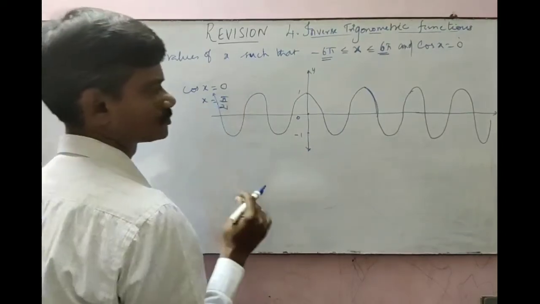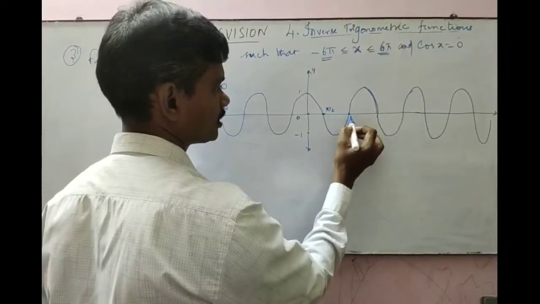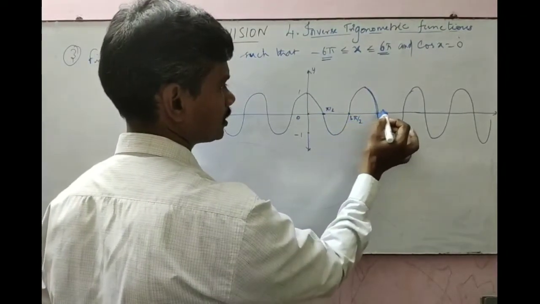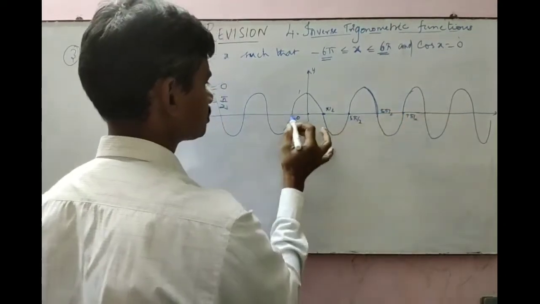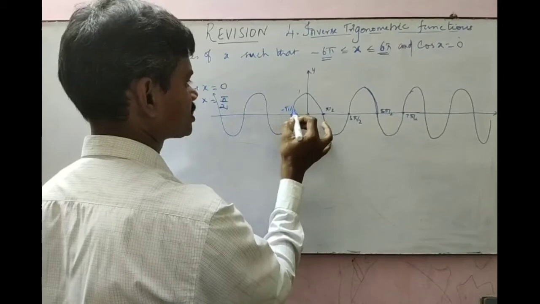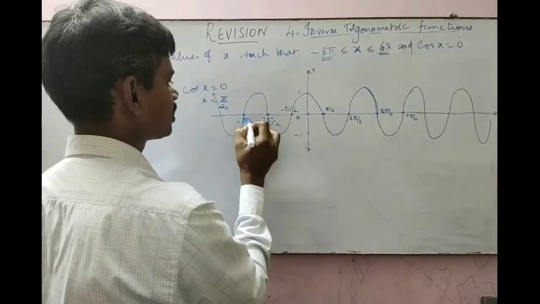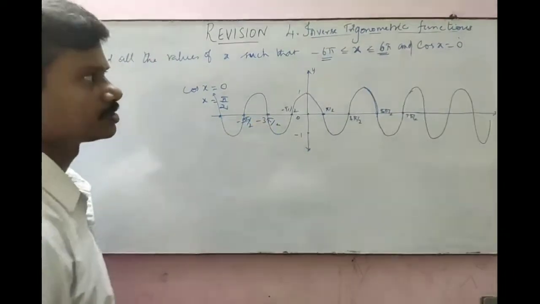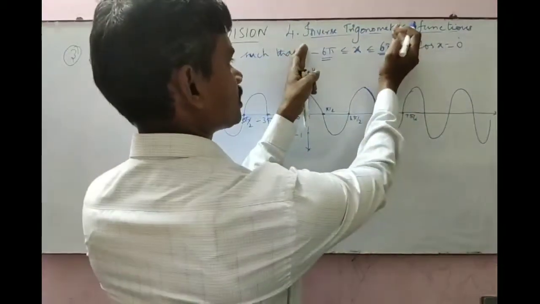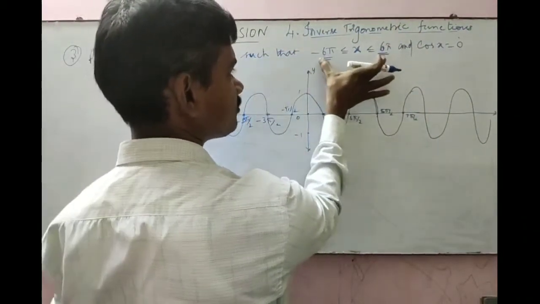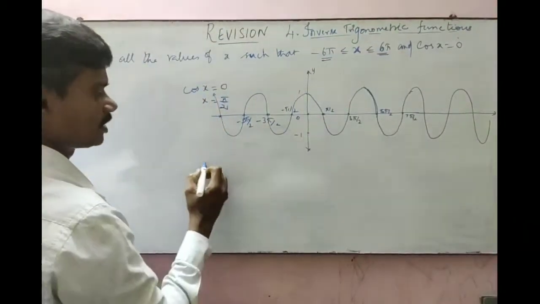Here 90 degree, 180, 270 can be written as 3 pi by 2. The next one is 5 pi by 2, like that 7 pi by 2, it goes on like this. The left hand side also minus pi by 2, minus 3 pi by 2, minus 5 pi by 2, like that it tends up to infinity, minus infinity to plus infinity. But they ask us to give the values between minus 6 pi to plus 6 pi. So I am going to write the value of x.